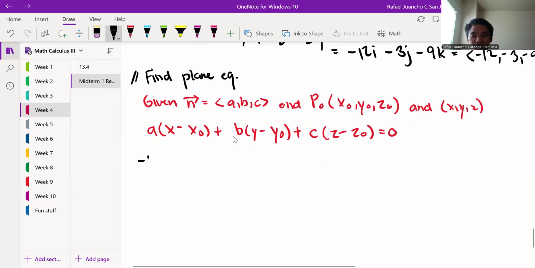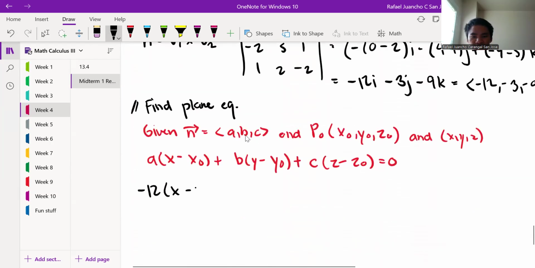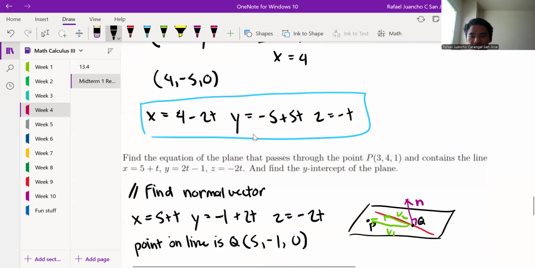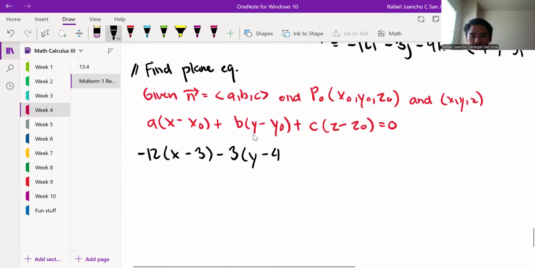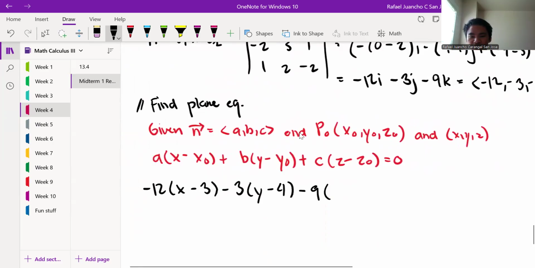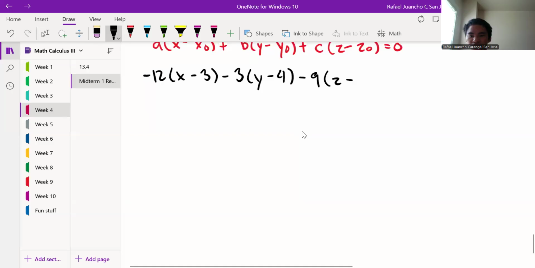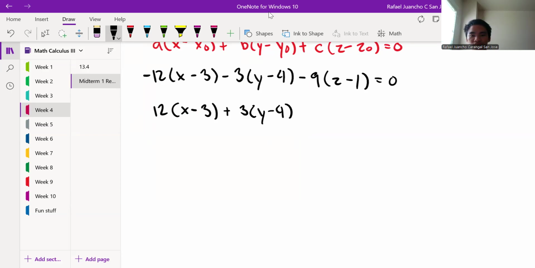So I have negative 12 times x minus my initial point. So x minus 3, minus 3 times y minus 4, minus 9 times z minus 1. Okay, what's funny is I could make them all into positive. So I'm just going to do that. Plus 3, plus 9.